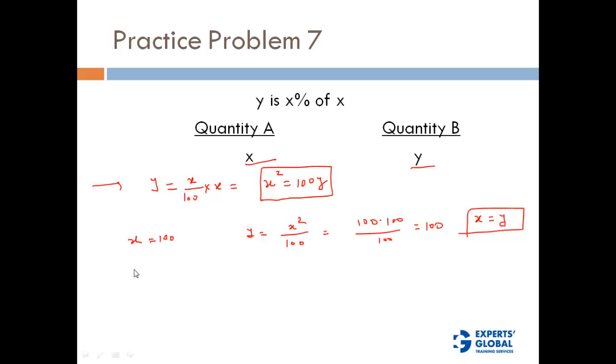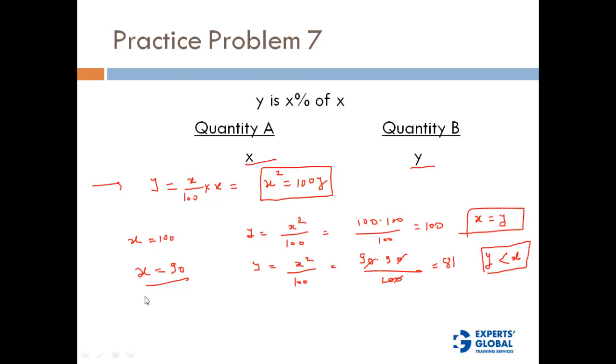Right? So let's put some value of x which is a little less than 100. So let's say x is equal to 90. For calculation's sake, I am taking multiples of 10, but it really doesn't matter. So y is equal to x square by 100. So 90 into 90 divided by 100. What do we get? This gets cancelled. So we get y is equal to 81. Okay, so x is equal to 90, y is equal to 81. So y is less than x.